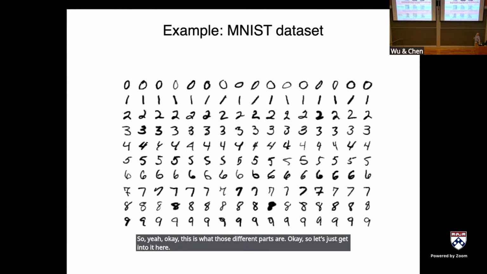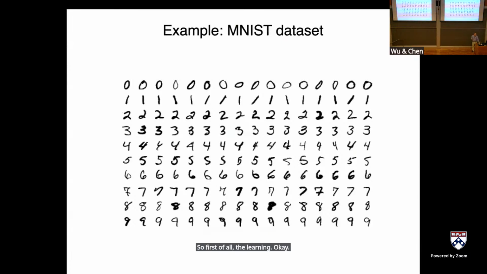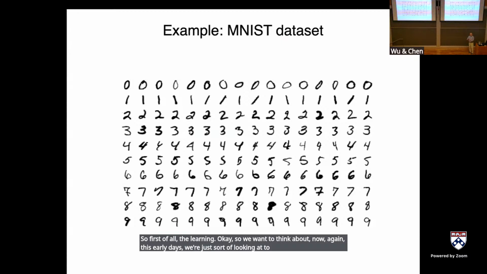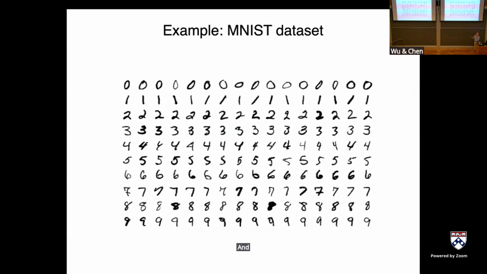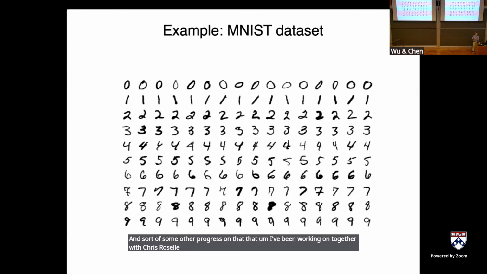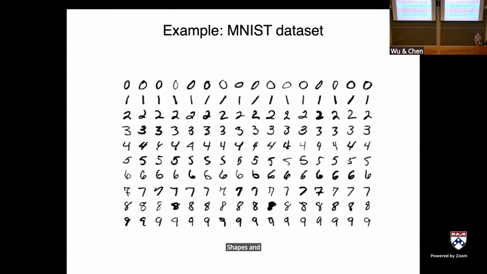So first of all, the learning. Again, these are early days, and we're just looking at a toy domain of simple 2-dimensional shapes on the retina. Ultimately, we'd like to think about 3-dimensional shapes in the world and the projections and group operators that do that. There's some other progress on that I've been working on together with Chris Rozelle and his student Marissa Connor, and that work just came out in Neurocomputation. I mention it as a side, since that's somewhere we'd like to go more, but for now, a lot of what you're going to be seeing is simple 2-dimensional shapes and things like this on the retina.